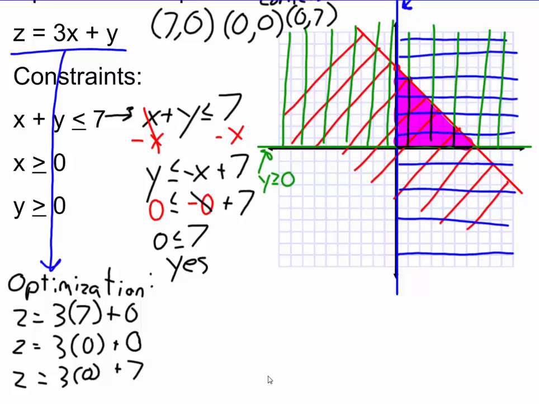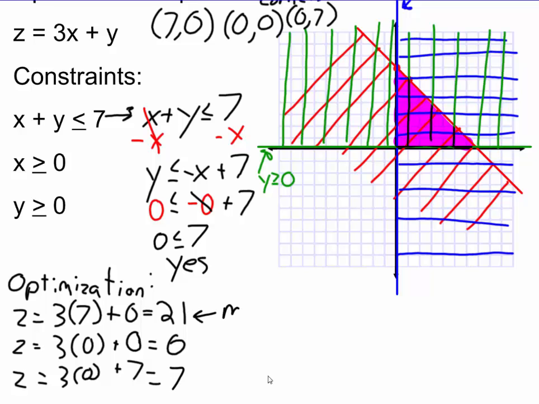And if we find each answer, we'll find that 3 times 7 is 21, 0 and 0 is just 0, and 3 times 0 plus 7 is 7. We'll find our max is 21, and our minimum is 0. As noted, you want to try and find whichever of those it is that the problem is looking for. Sometimes it'll be the min, and sometimes it'll be the max.